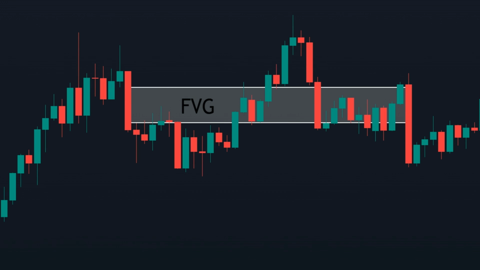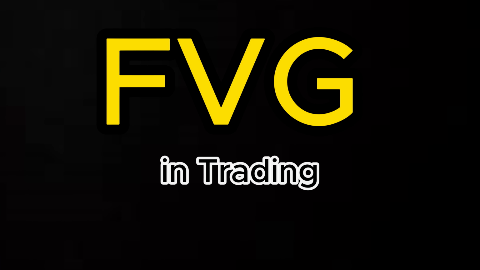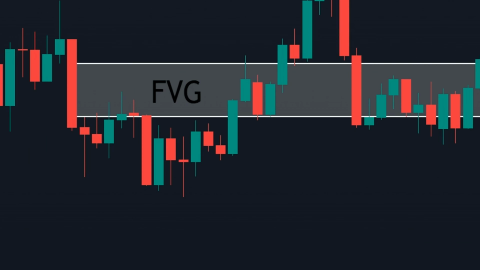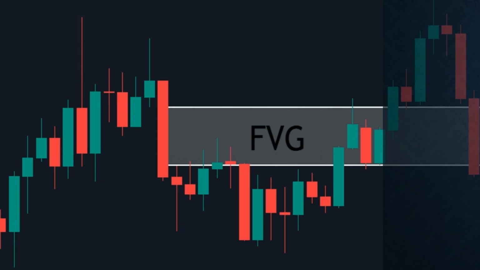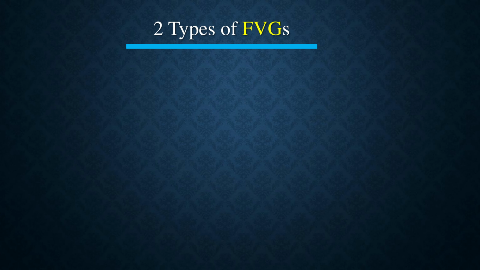At first, let me tell you what FVG means in trading. Fair value gaps are imbalances on the chart that are confirmed with three candlestick patterns, and there are two types of FVGs on most charts. The first one is the bullish FVG.